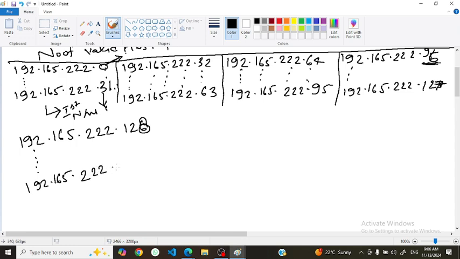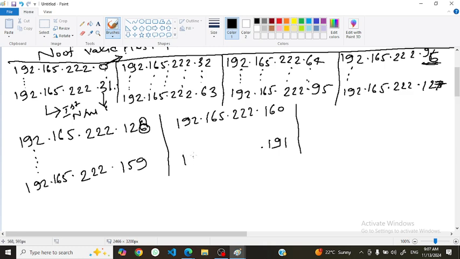What will be the last value? 159. What will be the next? 192.165.222.160. Last one will be 190. 191.